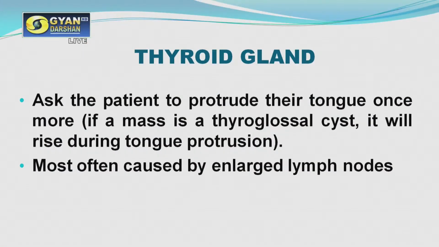And as I told you before, you ask the patient to protrude the tongue once more. Protrude the tongue means stick the tongue out. If a mass is a thyroglossal cyst, it will rise during tongue protrusion. When the patient is taking the tongue out, if you find some swelling or mass at that time, it can be a thyroglossal cyst, and it is most often caused by enlarged lymph nodes in the thyroid gland.